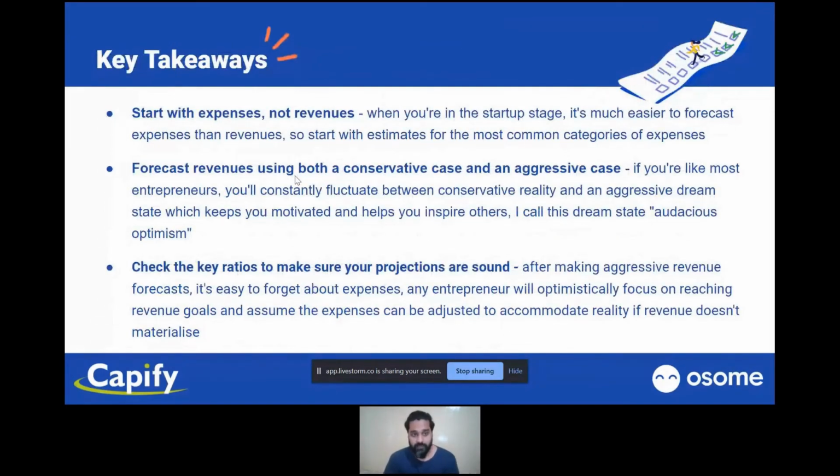Key takeaways, as I said: it starts with expenses, not revenue, especially in the start position. Forecast revenue using both a conservative case and an aggressive case. If you're like most entrepreneurs, you will constantly fluctuate between both, but keep yourself motivated and help inspire others. It's a really optimistic stage. The forecasting can always help you achieve wonders, so make sure you are using those wonders when you're forecasting. Lastly, make sure that you are checking your key ratios for your projects.